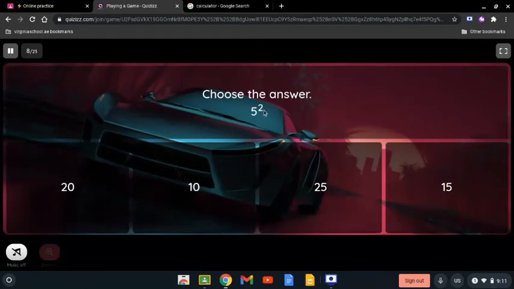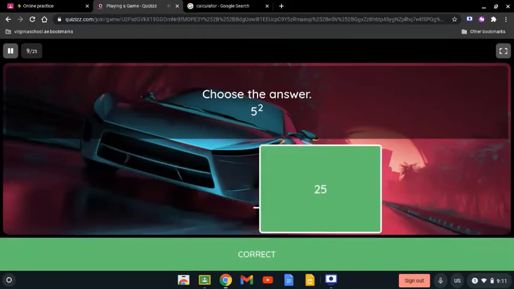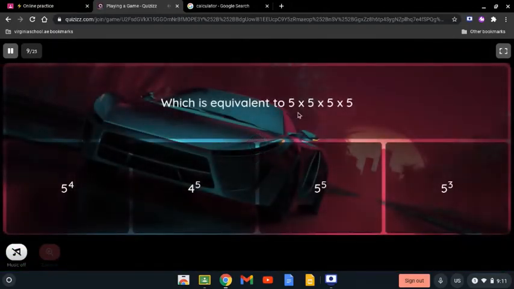Choose the answer. We have 5 to the power of 2. Again, we're going to multiply 5 by itself 2 times. So 5 times 5 is 25, which is equivalent to 5 times 5 times 5 times 5. Here we multiplied 5 by itself 1, 2, 3, 4 times. So it's 5 to the power of 4.